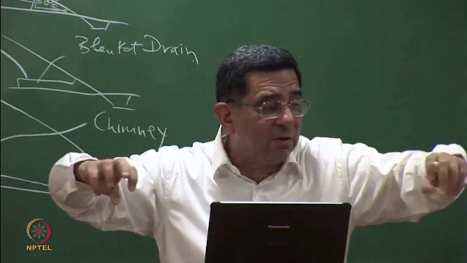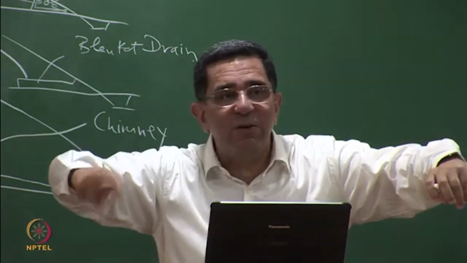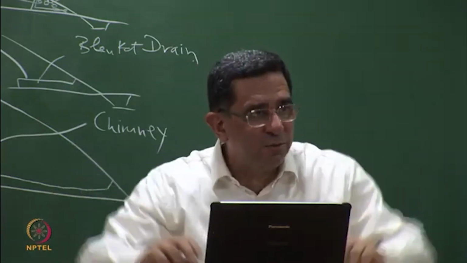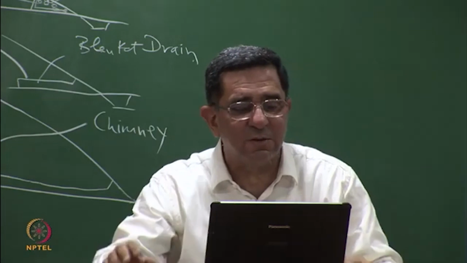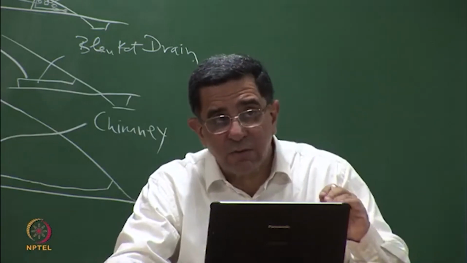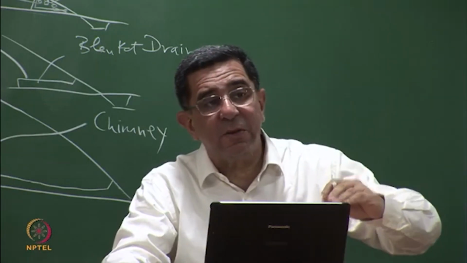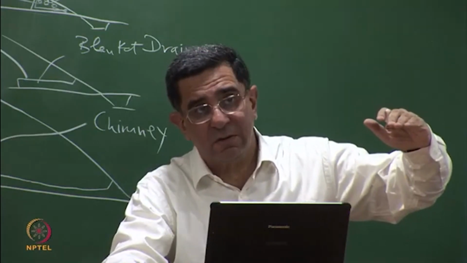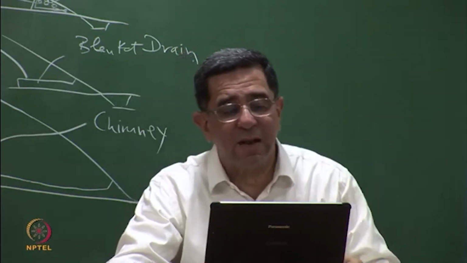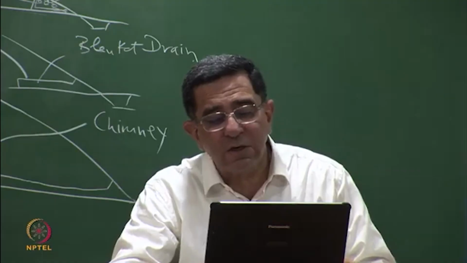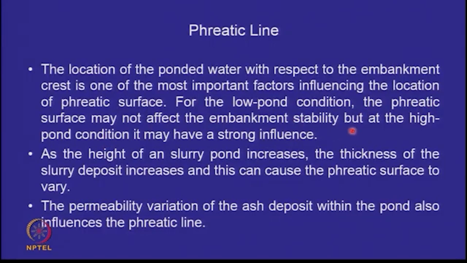If it is a closed system, I could say, all right, I'll close the valve of the inflow pipe and reduce the inflow and the outflow, but I can't do this in this system. So therefore, critical design always is keeping the water level to the highest possible level, and that means a phreatic line will develop. For the low pond condition, the phreatic line may not affect embankment stability, and therefore a pond is normally stable most of the time, but at the high pond condition it has a strong influence.